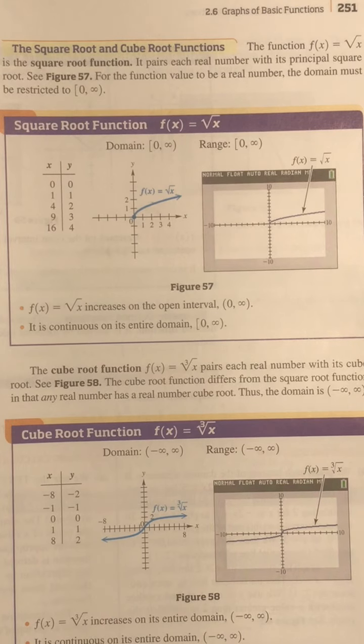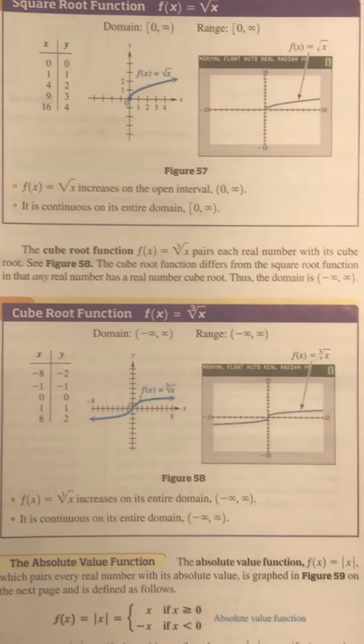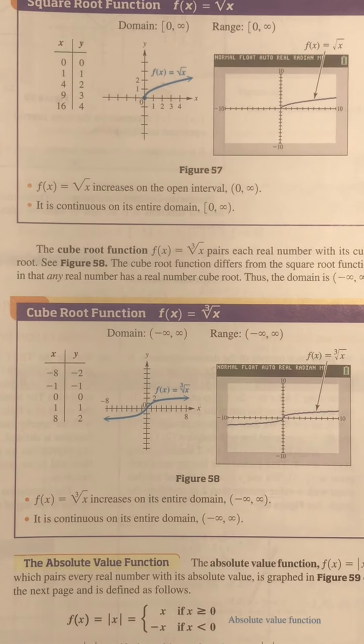So the cubed root function: the domain of the cubed root function is all real numbers. So remember, a negative has a cubed root and a positive has a cubed root. So unlike the square root, we can have negatives under a cubed root. So for example, the cubed root of -8 is -2. This function is strictly increasing. There are no discontinuities. Domain and range are both all real numbers.